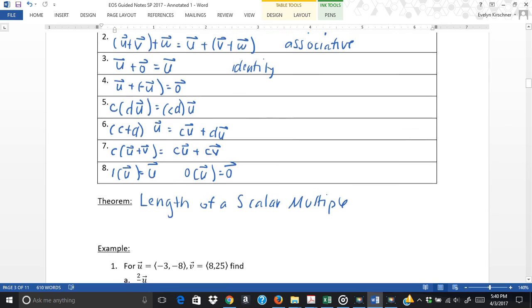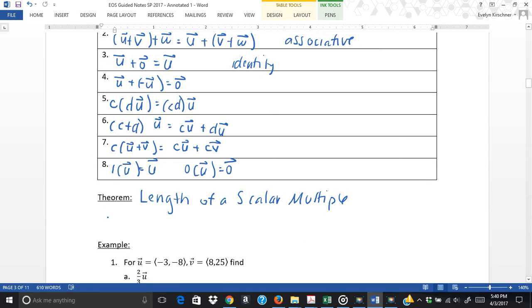So I have v as a vector, and c is a scalar. Then I know that the magnitude of c times the vector v is the same as the absolute value of c times the magnitude of v itself.